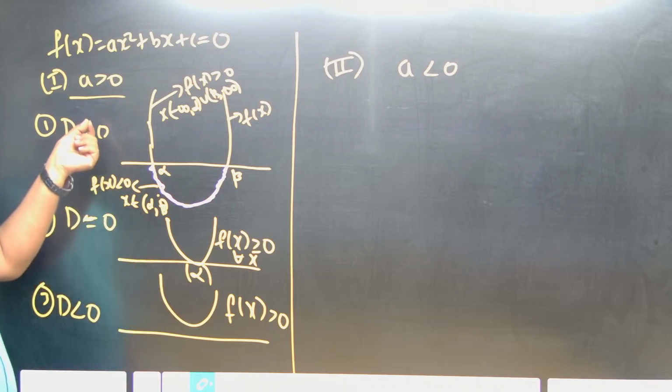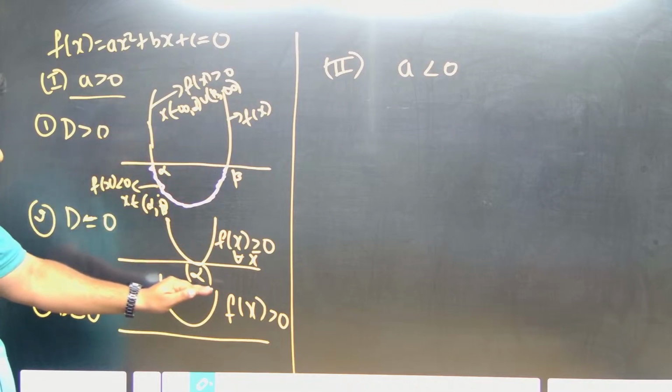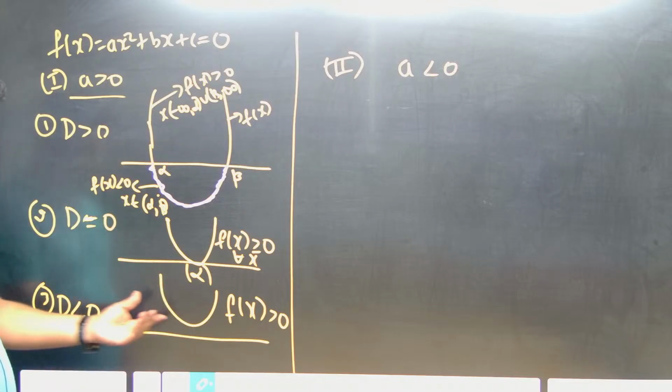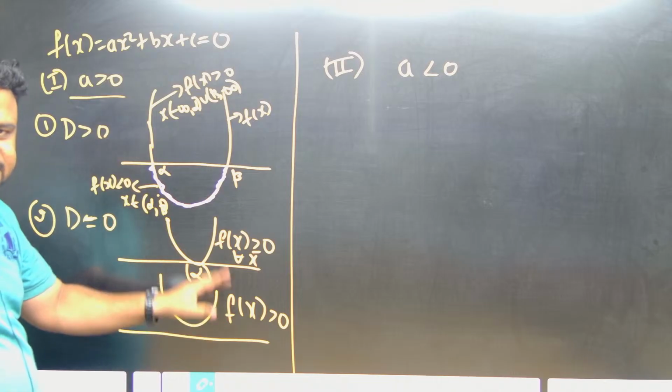Since a is greater than 0, it is concave upwards. Since it is concave upwards, what will happen to f of x? f of x will be greater than 0. So d is less than 0, and a is greater than 0 means it is concave upwards, then f of x is greater than 0.